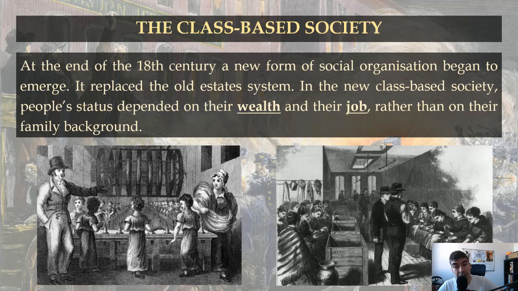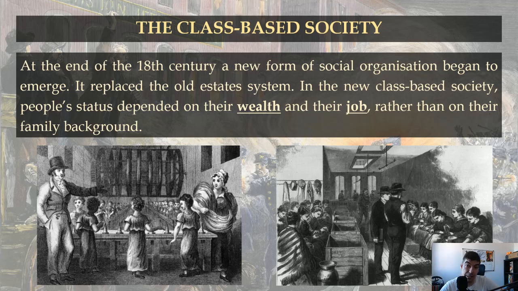At the end of the 18th century, a new form of social organization began to emerge, which replaced the old estates system. Remember, nobility, clergy, and third estate. We studied that in Unit 1, the Ancien Régime. In this new class-based society, people's status depended on their wealth and their job rather than on their family background.